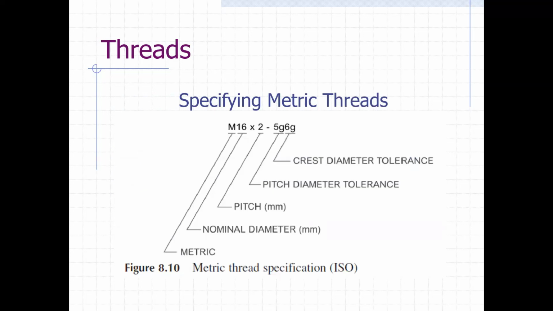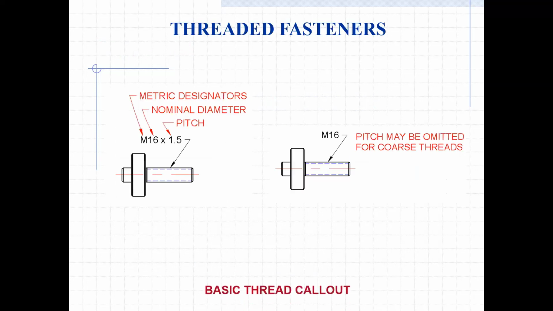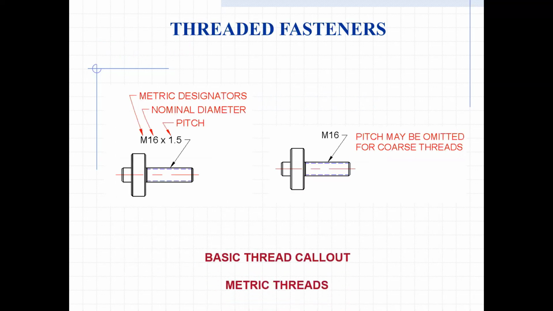So again, here's the meaning of each digit in the thread specification. Here are the examples. And if you're putting that specification on an external thread, you attach it to a leader. You put the thread by the pitch, or you may see it without the pitch, but that's going to make it the coarse thread option. If you don't see the pitch, it's the coarse thread option.